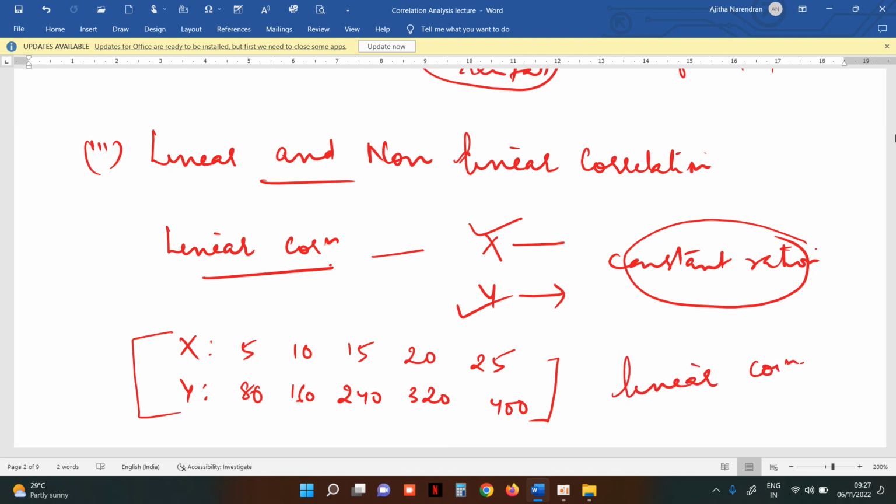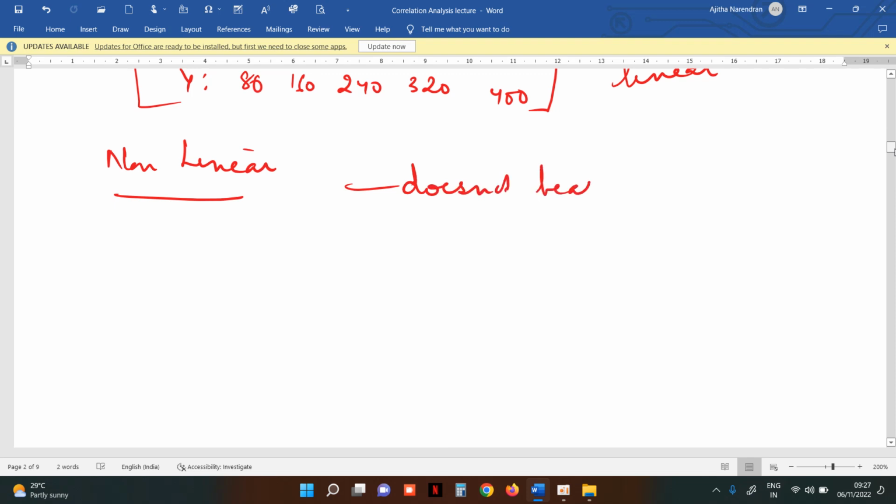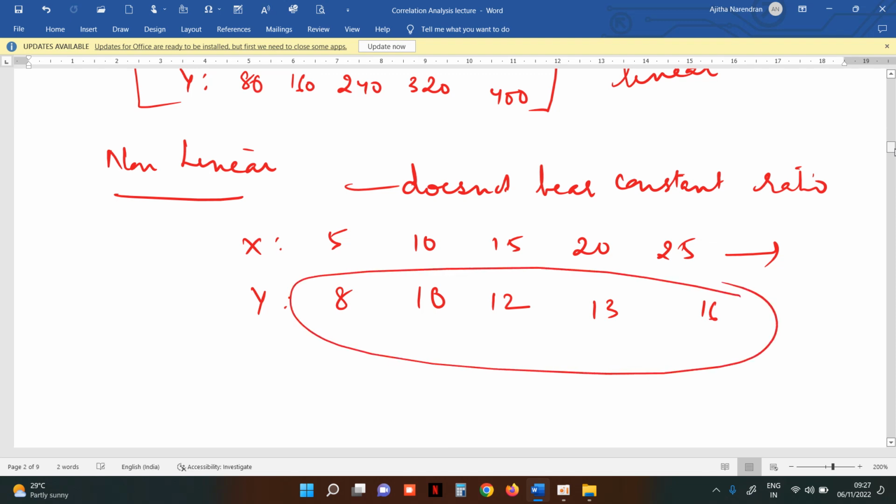When the change is not in a constant ratio, it is known as non-linear correlation. Non-linear means the ratio is not constant. It does not bear a constant ratio. If I write 5, 10, 15, 20, 25, here you can witness a particular ratio. But you will not witness it in 10, 11, 12, 13, 16, and so on. This does not have a constant ratio at all, so it comes under non-linear correlation.